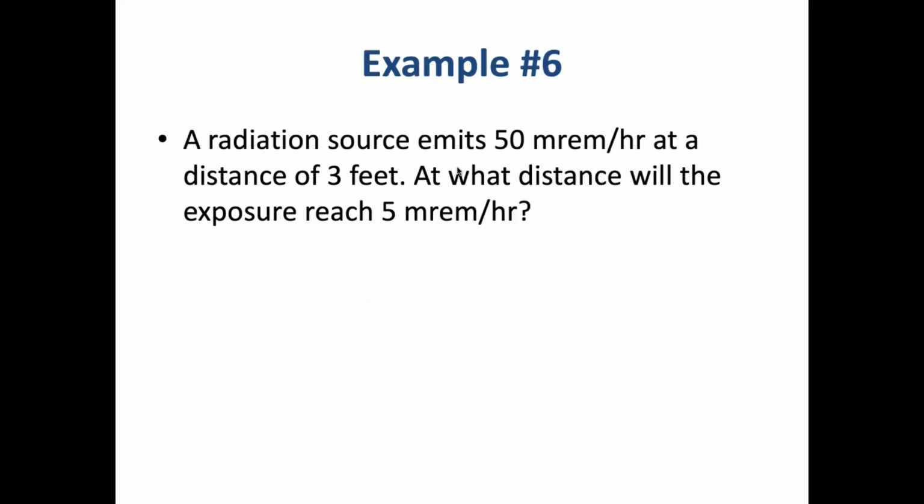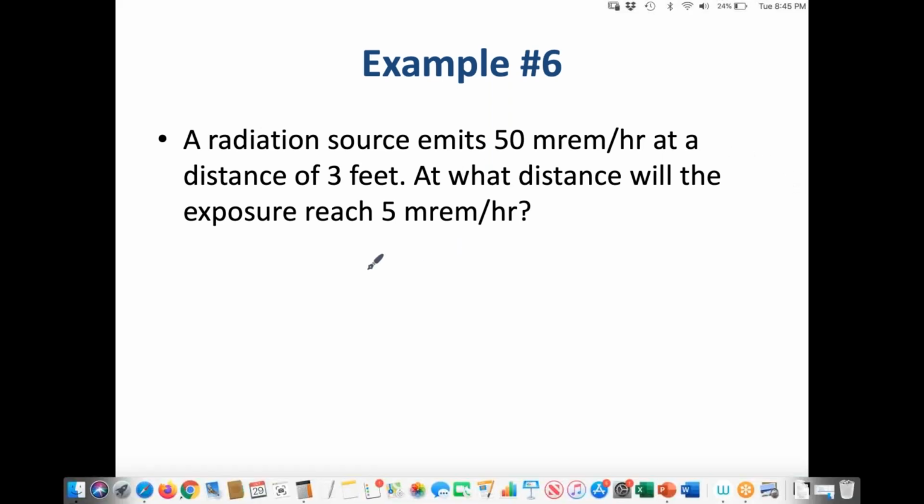Okay, let's do that one. A radiation source is 50 millirems per hour at a distance of 3 feet. At what distance will the exposure reach 5 millirems? Okay, so, oh, I got that one. I2 is equal to I1 times D1 over D2 squared. Okay, so I2.